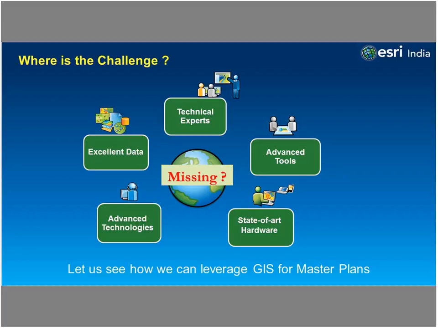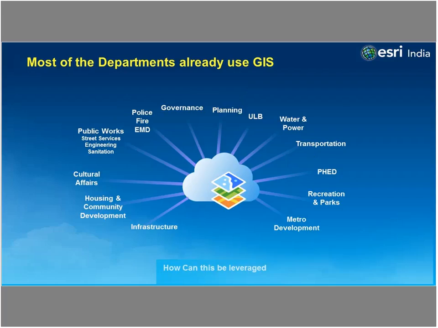So here we see in the slide that we have very good technical experts available, we have excellent data also available, we have advanced tools and technologies available, state-of-the-art hardware and software is also available. So what is missing as of now? Why are we not able to have those master plans in such a form which can be seamlessly accessed by various agencies for their various application requirements? So let us see in this session how we can leverage GIS, the ArcGIS Esri platform along with CityEngine, for preparation of GIS-based master plans.